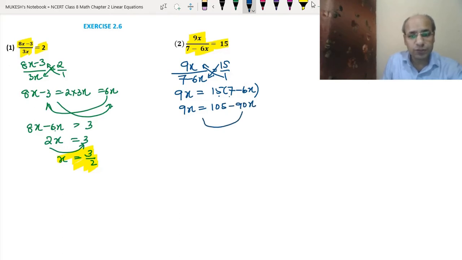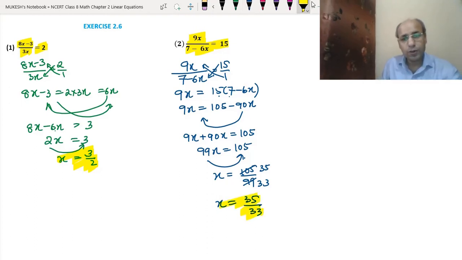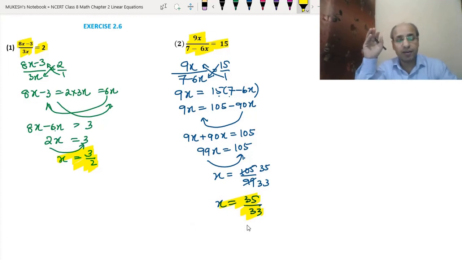So we will take 90x to the other side. So it will become 9x plus 90x will be equal to 105. So 90 plus 9 is 99x will be equal to 105. So we will take 99 to the other side. So x will become 105 upon 99. We can divide this by 3. So 3 3s are 9, 3 3s are 9, 3 5s are 15. So we got the answer x equals 35 upon 33. So we have got 35 upon 33 as the answer.